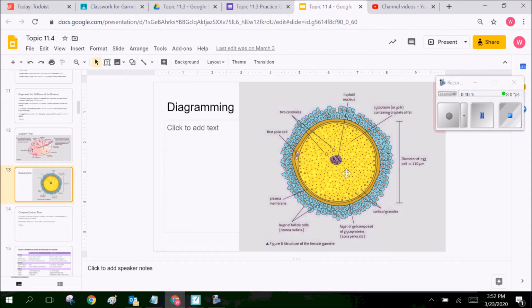This is what the final egg cell product looks like. Here we have our haploid nucleus, our centrioles to help with division, our cytoplasm or yolk, which contains all of our yummy lipids, and we have our first polar cell, which is hanging around. It hasn't completely been dissolved and created yet. And here we have all of our follicle cells still surrounding the egg. The egg is a lot bigger than the sperm, if you notice that. Oh, and cortical granules. These will become important in just a moment to prevent polyspermy.